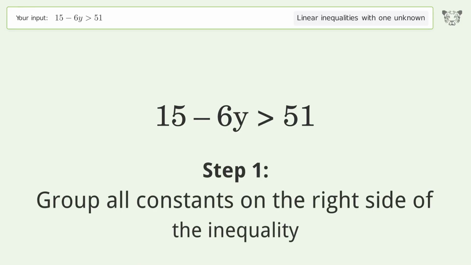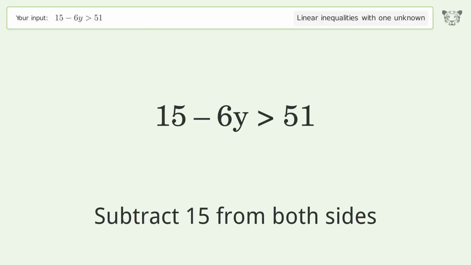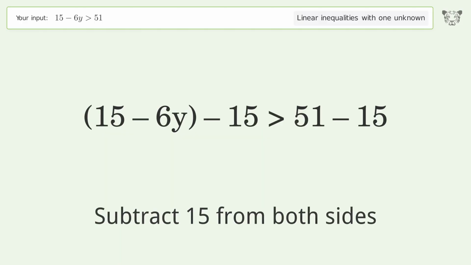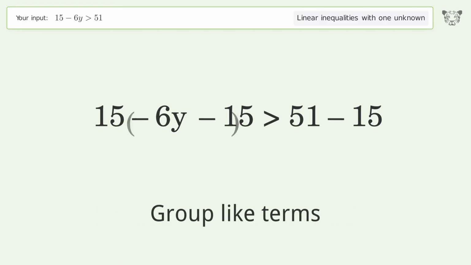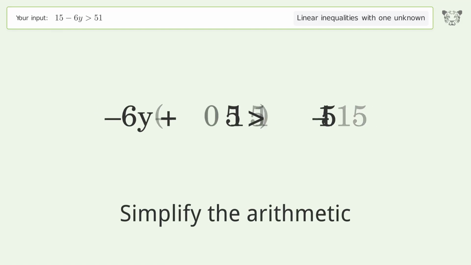Group all constants on the right side of the inequality. Subtract 15 from both sides. Group like terms. Simplify the arithmetic.